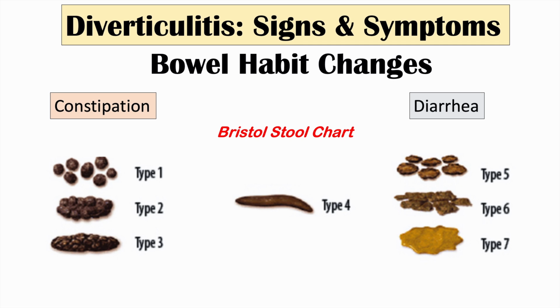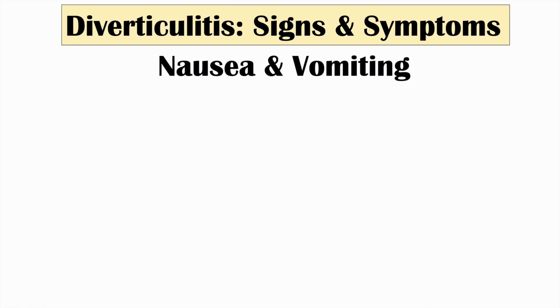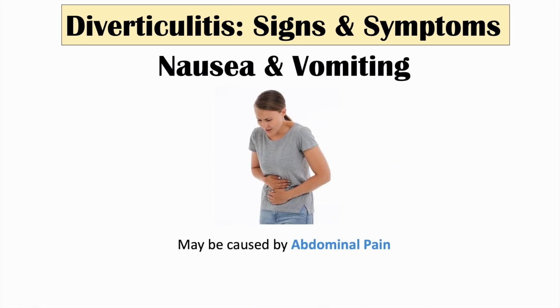So with diverticulitis, you can see issues with constipation, so type 1 to type 3 on the Bristol stool chart. And then with regards to diarrhea, it can be type 5 to type 7. And in diverticulitis, constipation is more common than diarrhea, but you can have both, and it can alternate. So there's a change in bowel habits with diverticulitis. We can also see nausea and vomiting occurring in diverticulitis as well. This may be caused by the abdominal pain, so if it's a very severe case, it could lead to very severe abdominal pain and lead to nausea and vomiting.